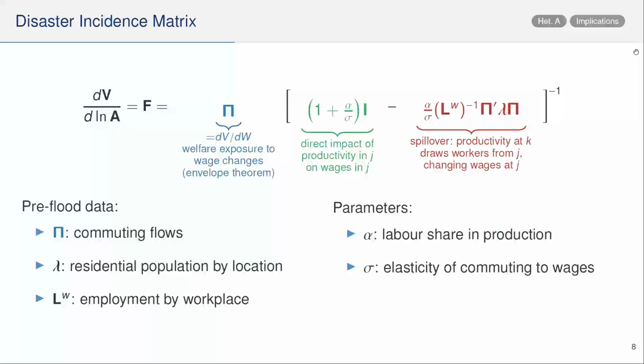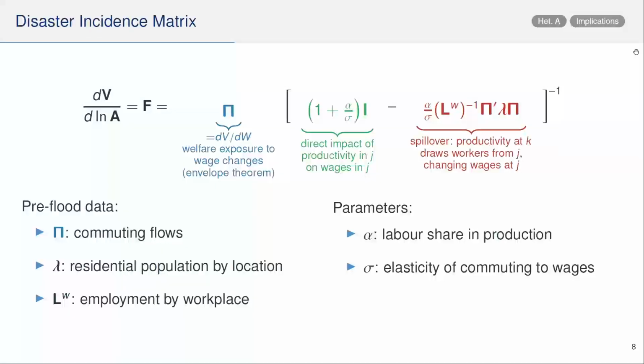So first of all, to understand how welfare changes, we need to understand how wages change. When wages change, there's going to be a direct effect and an indirect effect. When productivity changes in a location, that has a direct effect on wages in that location. So if productivity goes down, wages go down. But this is slightly offset by the spillover effect: if wages go down in this location, more people will commute out from that location. That will have a slightly offsetting effect. Wages will rise a little bit and will fall in other locations. So we have a direct effect and an indirect effect.